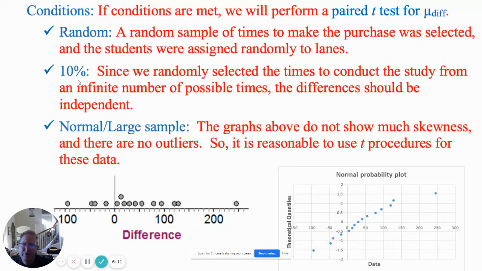Now we have to test our conditions. The name of this procedure is called a paired t-test for the mean difference. And I want you to cite that name, put that name in your FRQ answer.